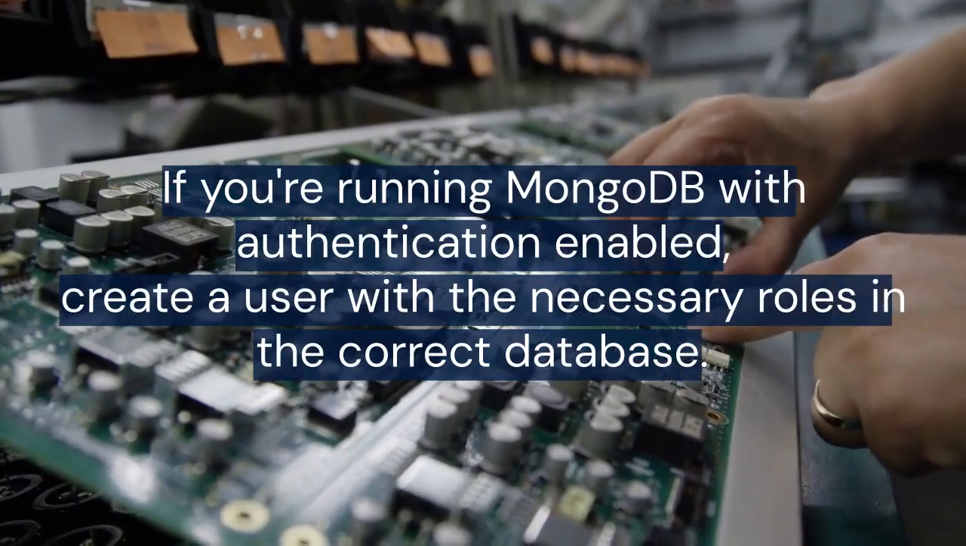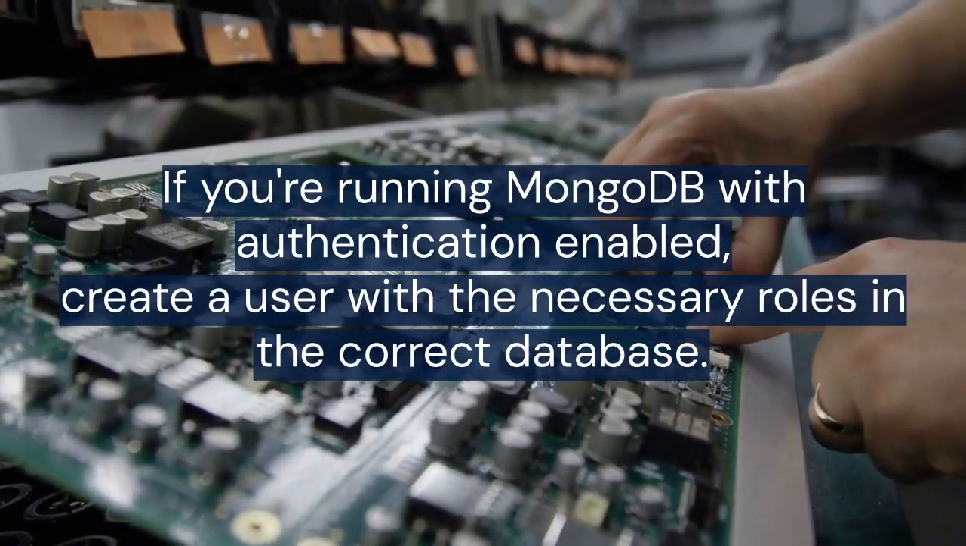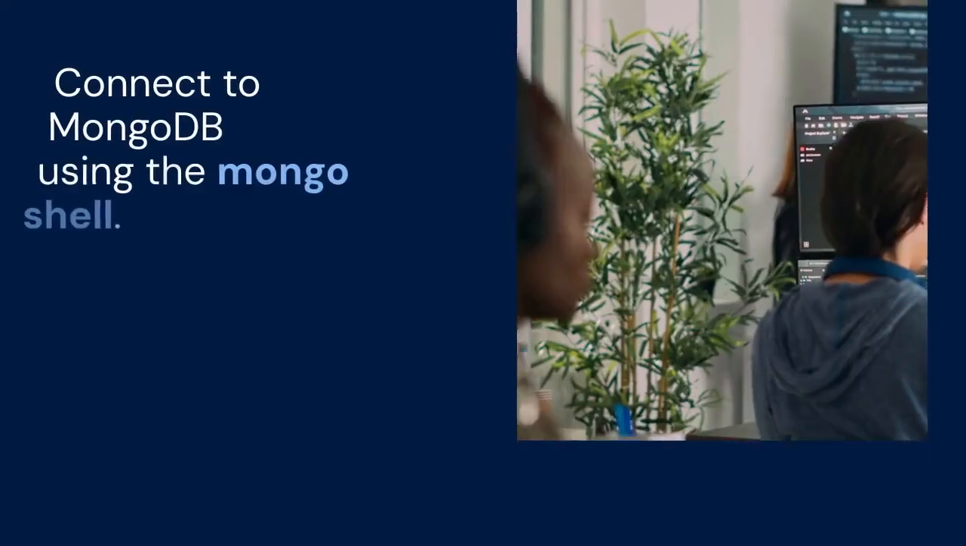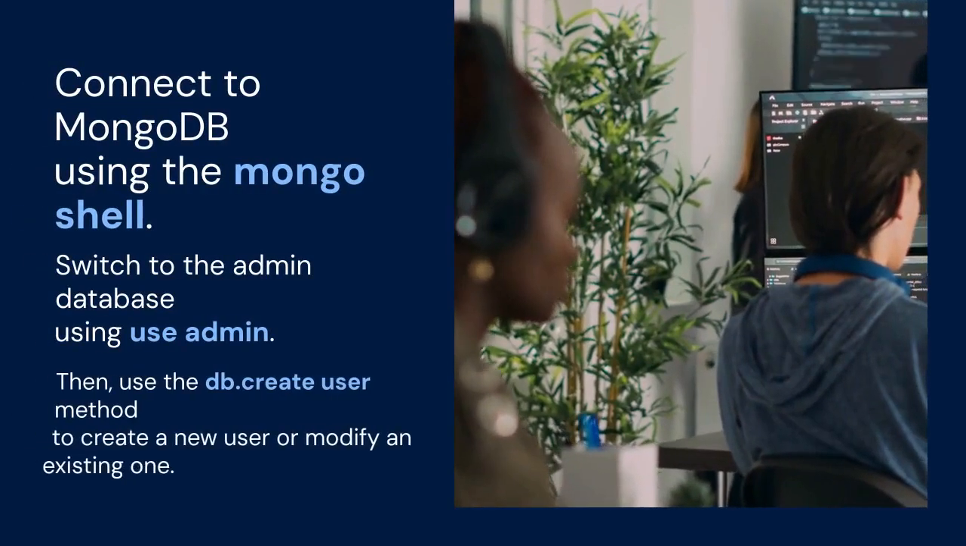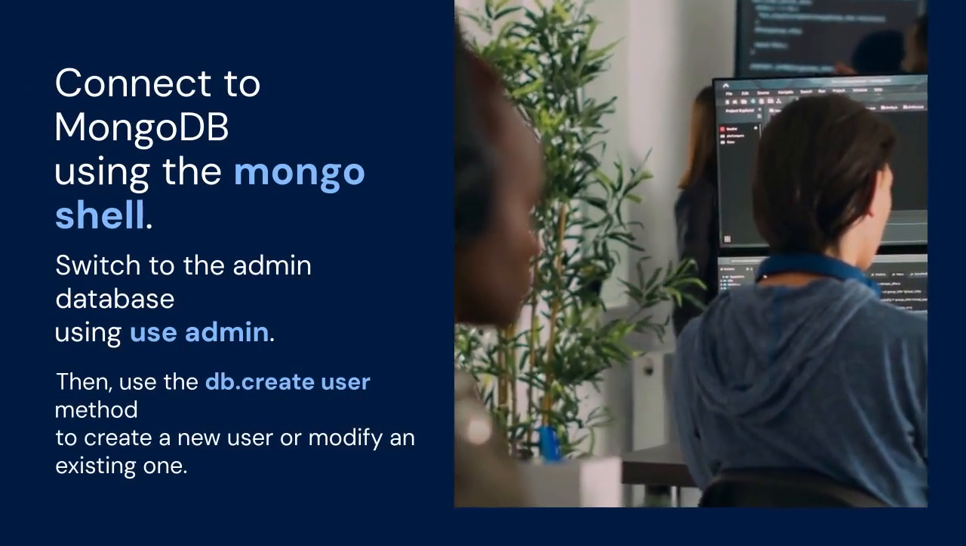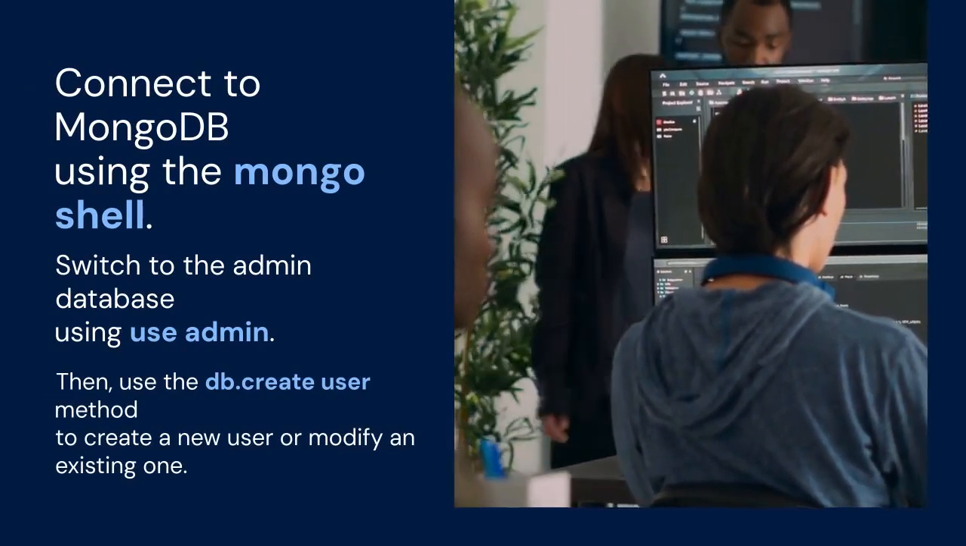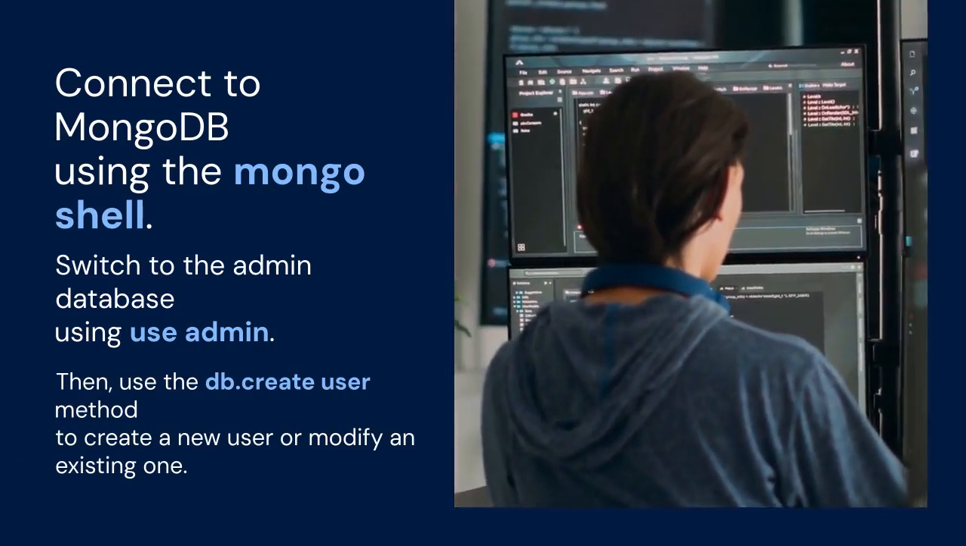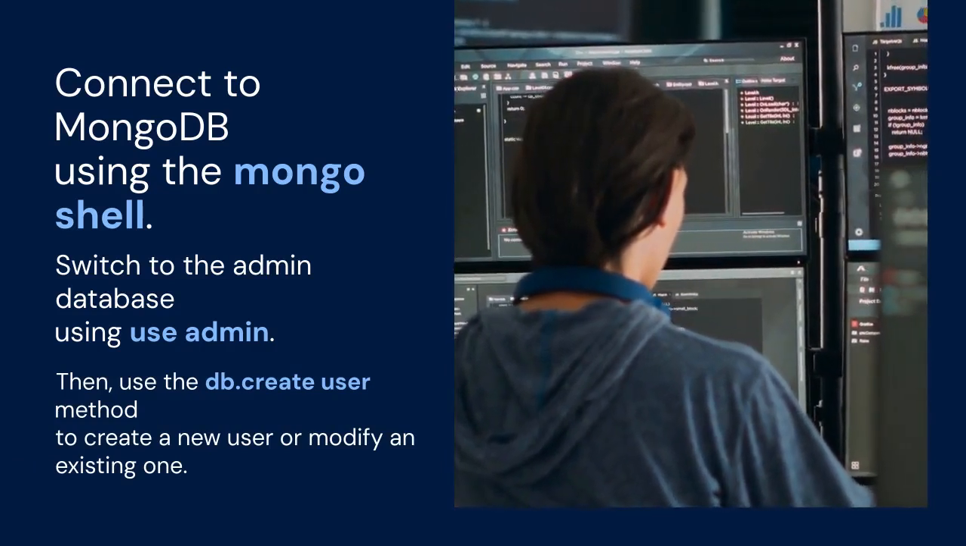If you're running MongoDB with authentication enabled, create a user with the necessary roles in the correct database. To do this, connect to MongoDB using the Mongo shell. Switch to the admin database using use admin. Then, use the db.createUser method to create a new user or modify an existing one.